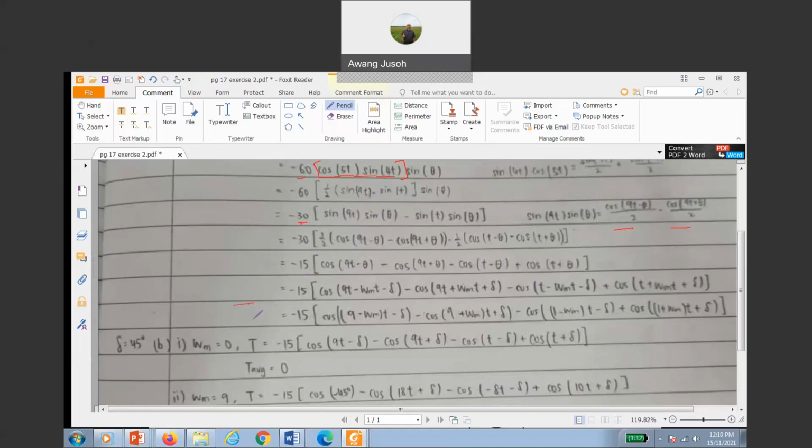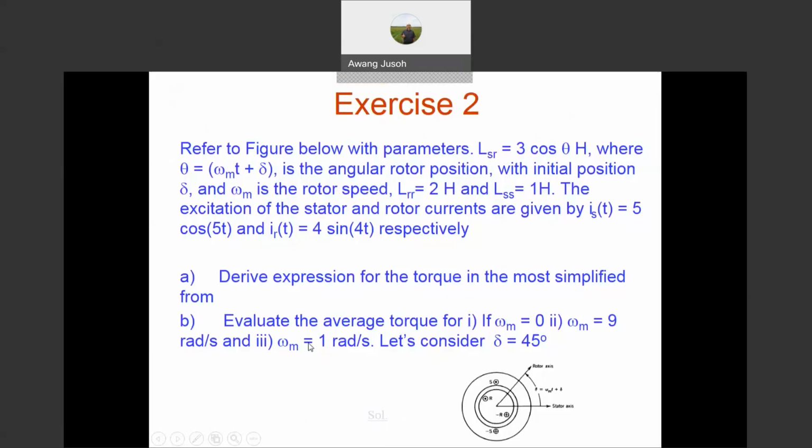So I hope you can understand why. Okay, for the first one, we finished. We get the torque already, which is the derived expression for the torque. So it's one down already. Now evaluate the average torque when the speed equals 0, when the speed equals 9 radian per second, and when the speed equals 1 radian per second. Let's consider delta 90 degrees.